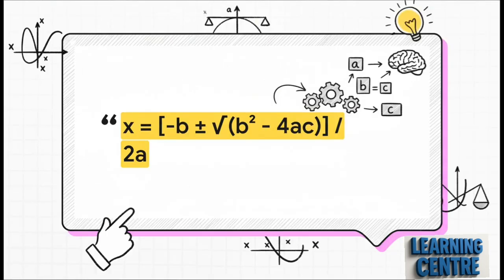Now, I know it might look a little intimidating at first, but trust me, this formula is about to become your best friend. Think of it like a perfect recipe. You just identify your A, B, and C from the equation, you plug them into the right spots in the formula, and it will give you the correct answer every single time. You've got to memorize this one. It's a total game changer.